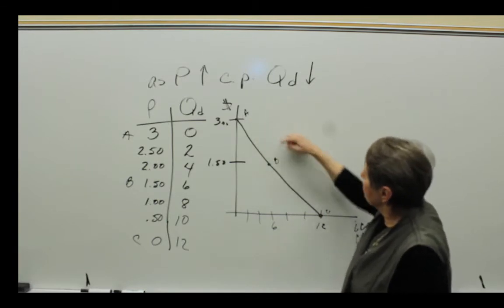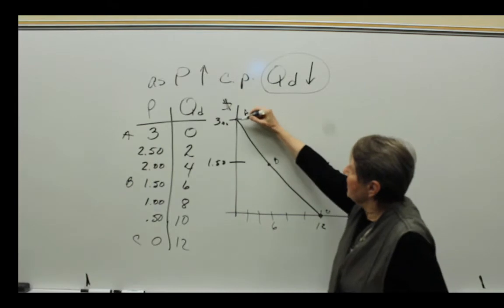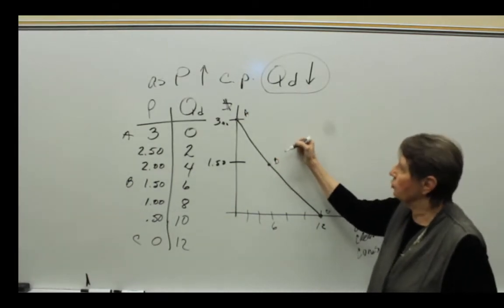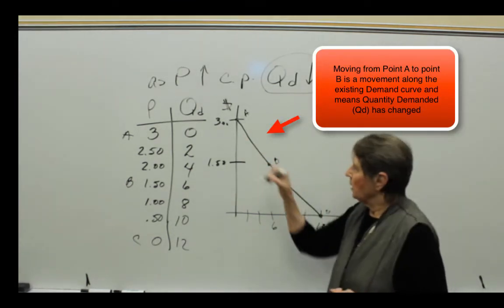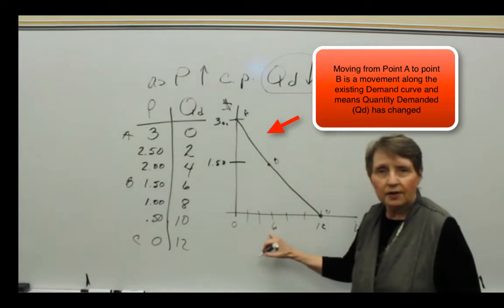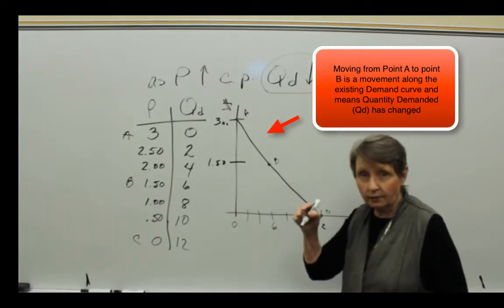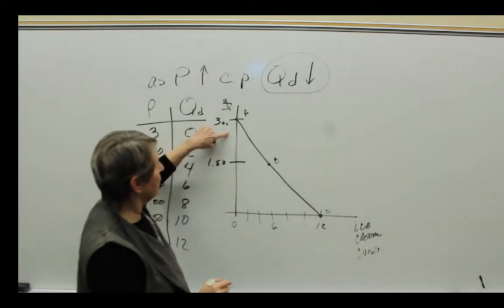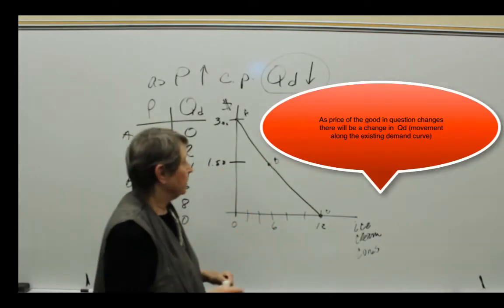And so we need to talk about what we mean by quantity demanded. If we move from A to B on this demand schedule, we call that an increase in quantity demanded. Quantity demanded increases from 0 to 6. That's not an increase in demand. It's an increase in quantity demanded. Anytime price changes, which is what happened here, price changed from $3 to $1.50, then quantity demanded changes.